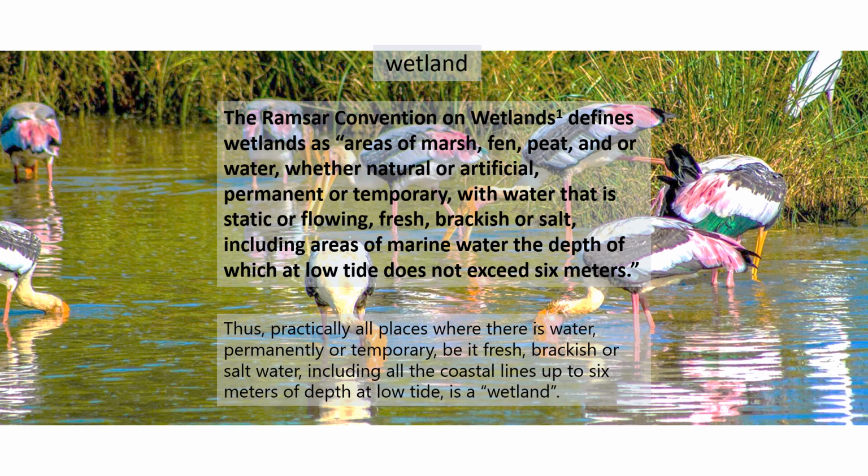Wetlands. So how do we define a wetland? According to the Ramsar Convention on Wetlands, we define them as areas of marsh, fen, peat, or water, whether natural or artificial, permanent or temporary, with water that is static or flowing, fresh, brackish or salt, including areas of marine water, the depth of which at low tide does not exceed 6 meters.